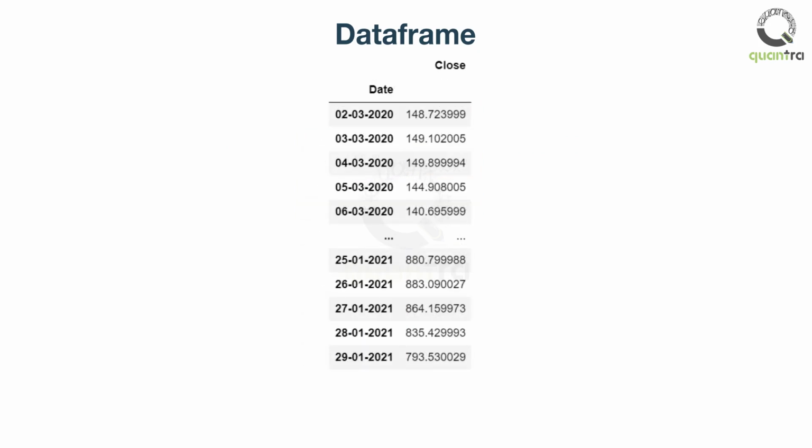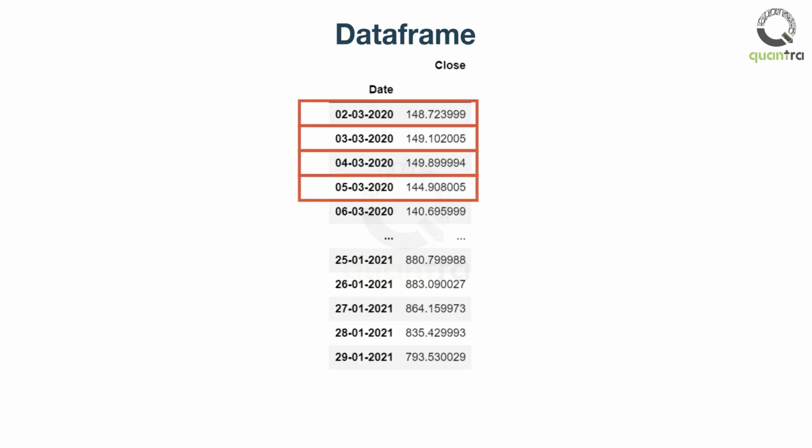Further, you can set any column as index. For example, you can set date as the index. This enables you to easily find the close price on any particular date. Notice how the row numbers are not present. Now we can find the data by specifying the date itself.